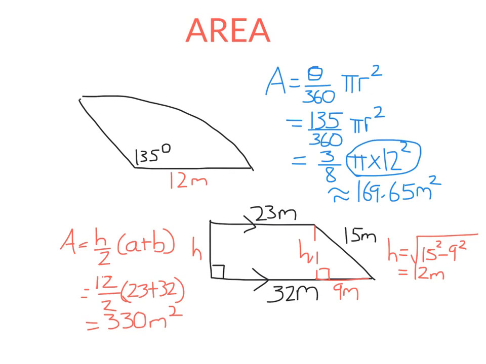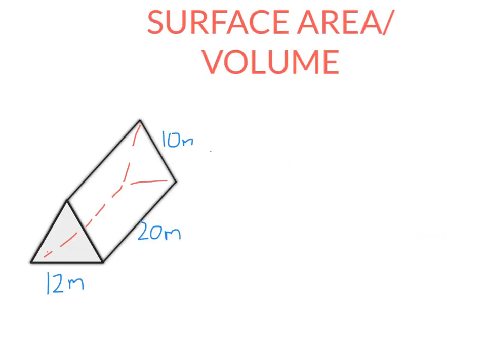Let's now move on to some 3D shapes. So we're going to look now at surface area and volume. We're only looking at surface area and volume of prisms. This shape here, a three-dimensional shape, is an example of a prism. A prism is a 3D shape with a consistent cross-section. This shape here, the triangle, is repeated at the back. So this shape that is repeated is called the cross-section or the base.